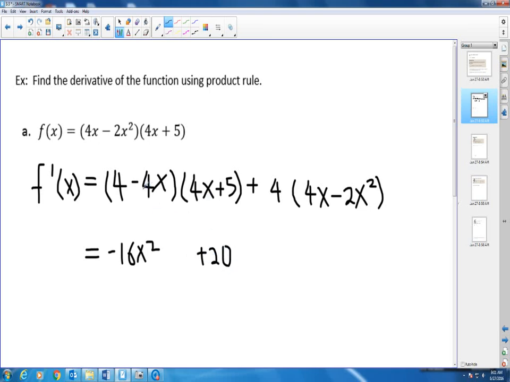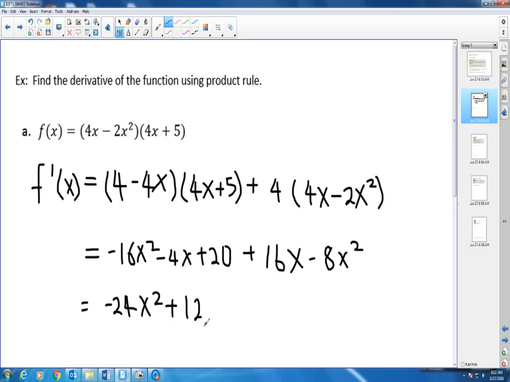The 16x minus 20x will give me negative 4x, plus 4 times 4x, 16x, minus 8x squared. Negative 16x squared minus 8x squared is negative 24x squared. Negative 4 plus 16 is positive 12x, and I still have my positive 20 here. So that's the answer. Okay, product rule.